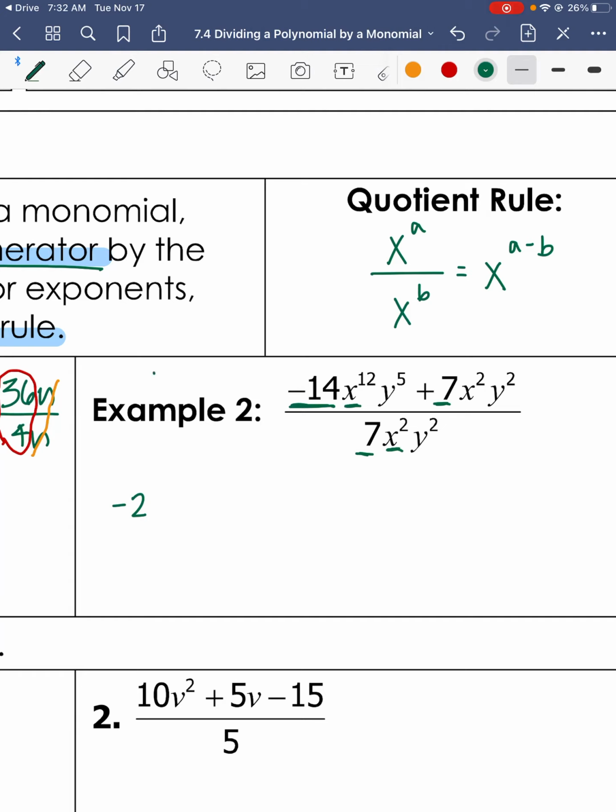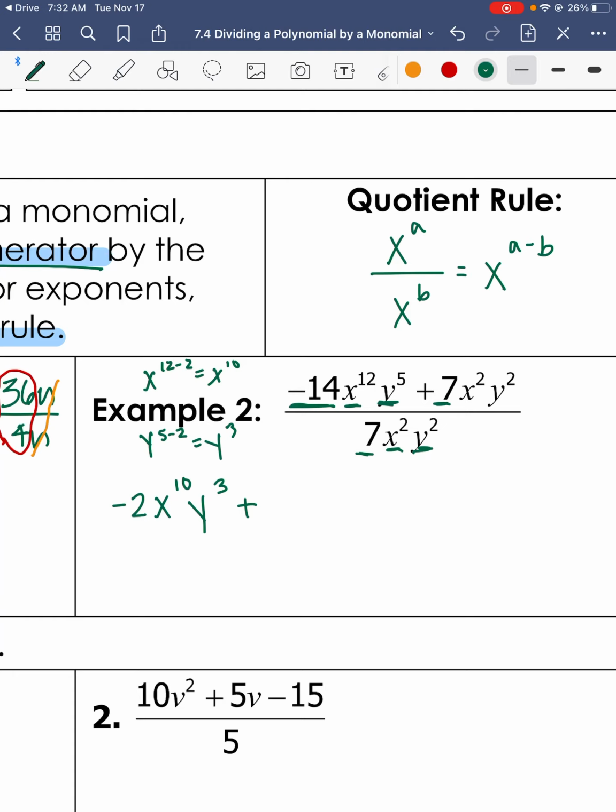X to the 12th, and we have x squared here, so remember we can write this as x to the 12 minus 2, which is x to the 10th. So we'll write x to the 10th here. And then y to the 5th, y squared, we have y to the 5 minus 2, which is y cubed. Okay, plus, and we already said 7 divided by 7 is 1, so we don't need to write that.